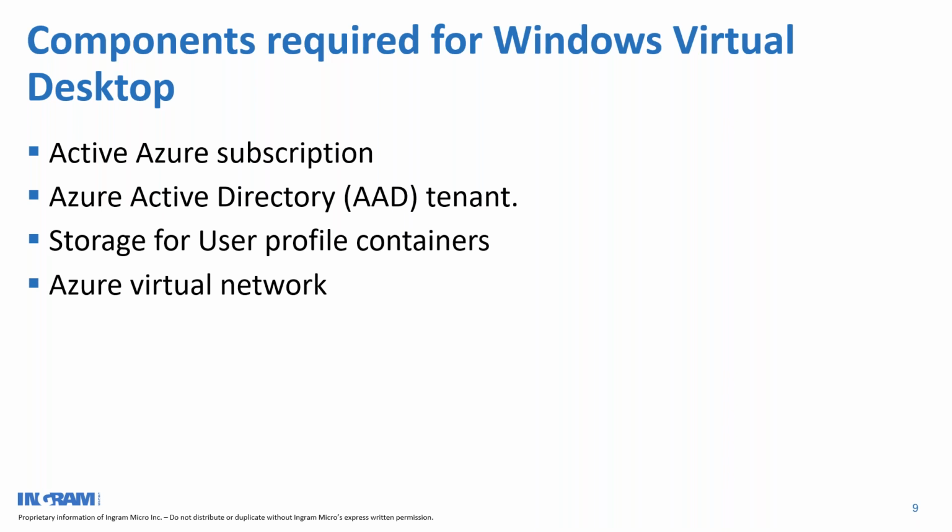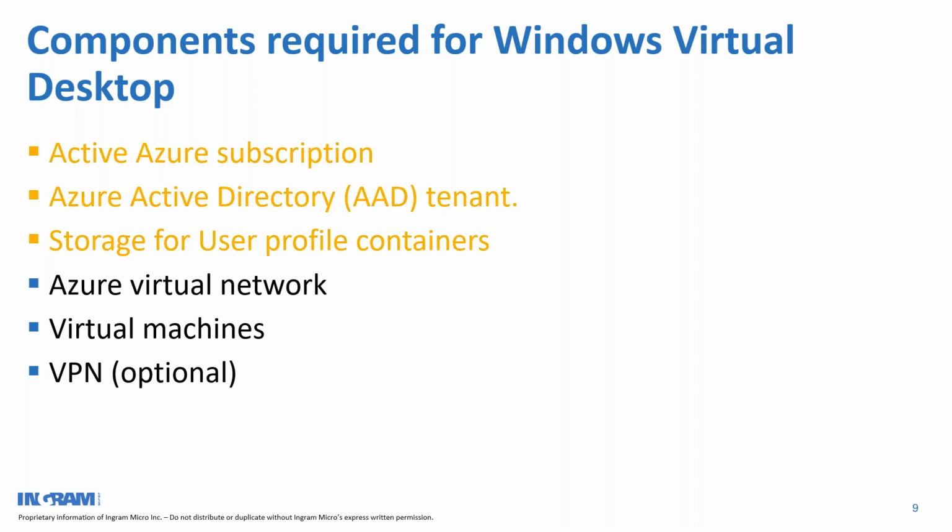You definitely would require an Azure virtual network. You would definitely require virtual machines, and VPN is optional if you would like to connect your Windows Virtual Desktop network and infrastructure with on-prem or another location on Azure. So in the upcoming slides, let's deep dive into what gets deployed in your Azure subscription with respect to Windows Virtual Desktop, what options are there for Active Directory infrastructure, and what are my storage options for user profile containers.